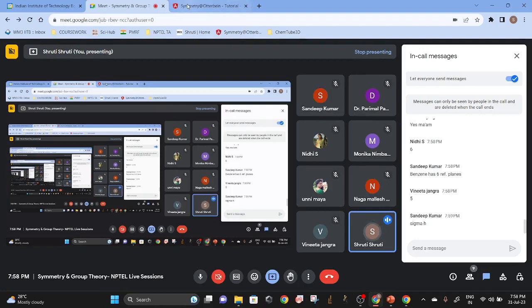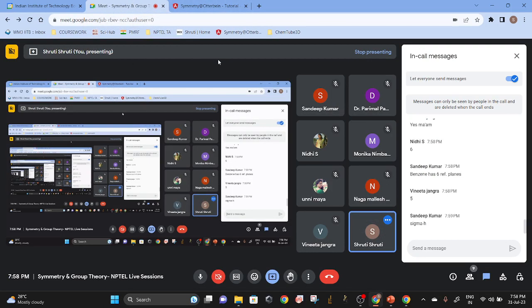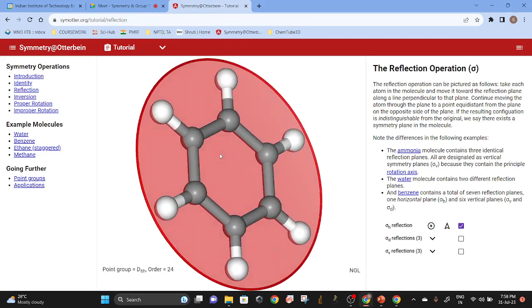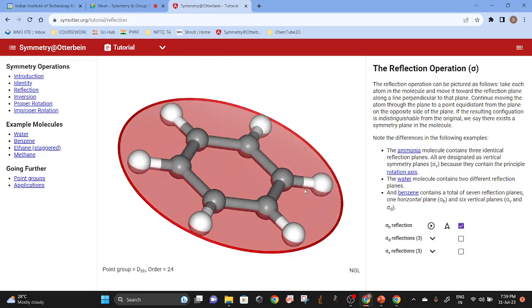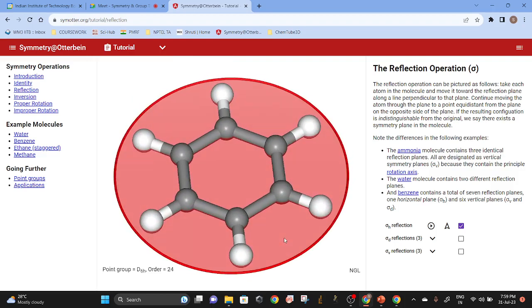Yes, sigma h. Perpendicular to the principal axis. Okay. Now here it is sigma h and also the molecular plane. One thing is, all sigma h planes will not be the molecular plane. For all molecules it is not true. It is true for this molecule. This is the molecular plane.